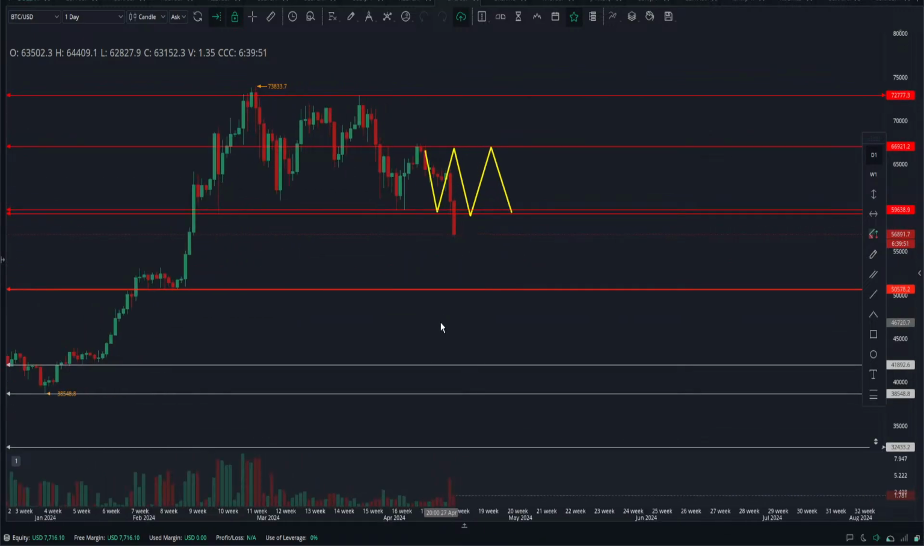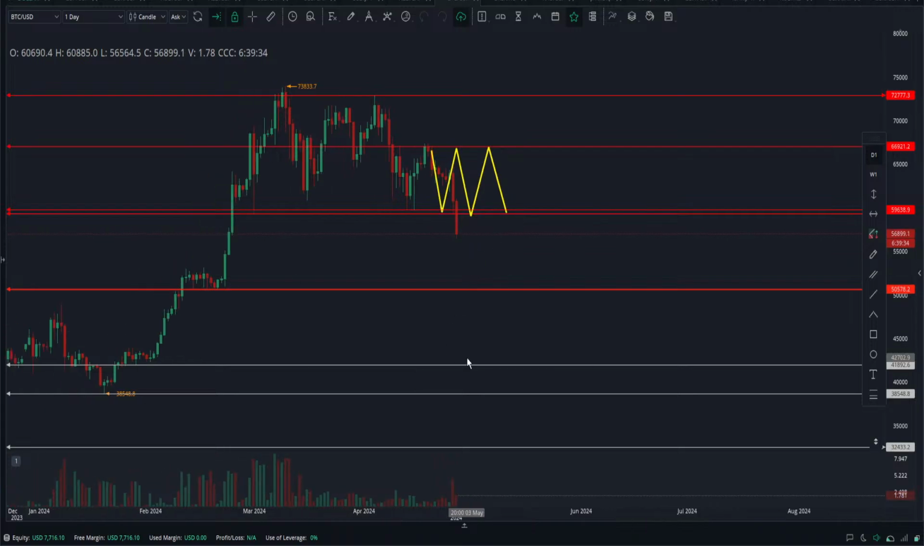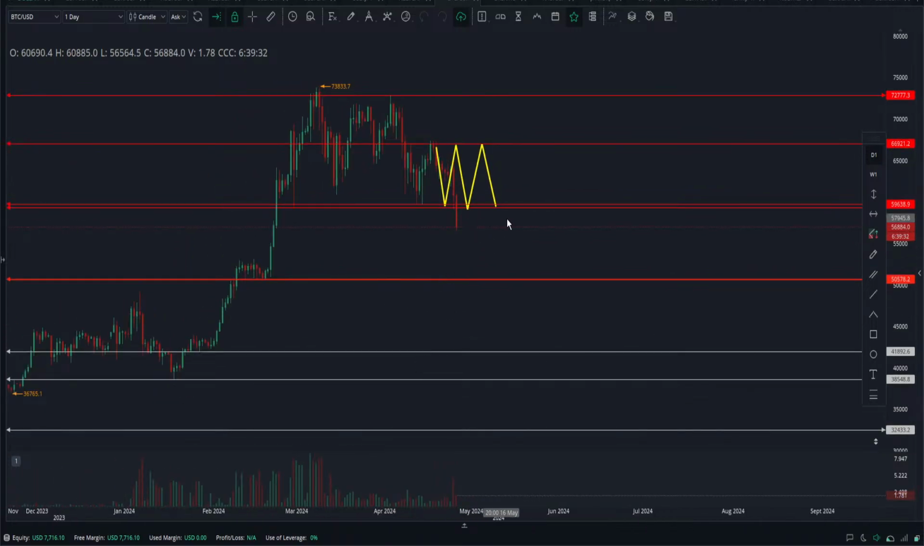Bitcoin, well, it has started a move towards the dustbin, and the dustbin is sitting around 50,578. So I think that is the level which I would love to see, 50,578, after this price action here. So any rise in Bitcoin now should be seen as a selling opportunity, nothing else. Clean price action, clean price action.